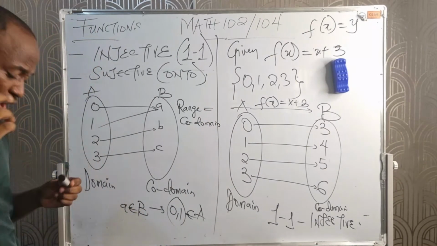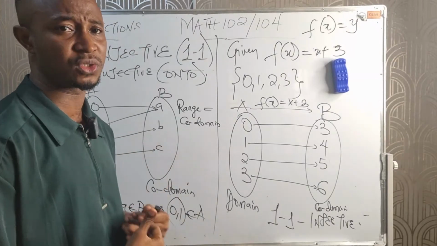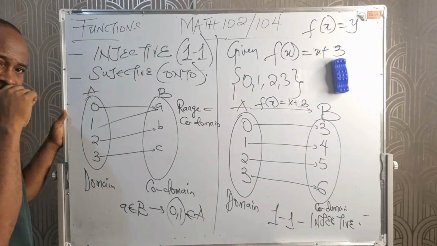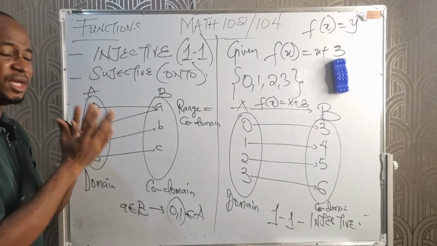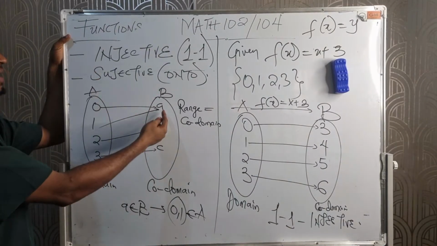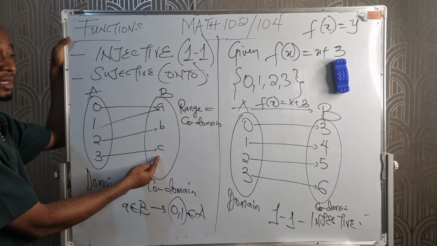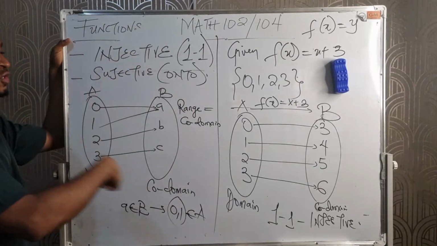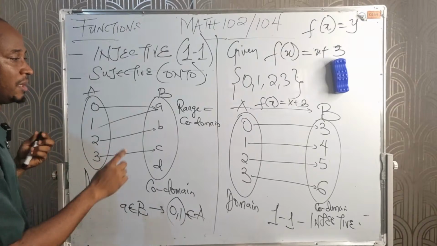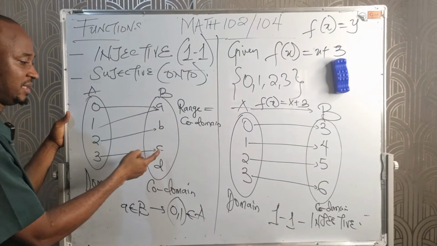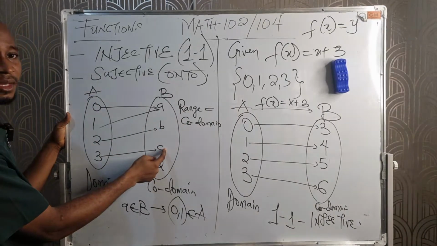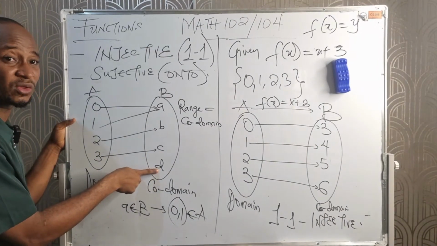If the range is not equal to the codomain, it becomes an into mapping function. I will explain. Look at this now. What is range? Range simply means the image of A in B. The image of A is simply A, B, and C. That means the range of this mapping function is A, B, C. If I have this here, let's say I have D, please pay attention. My codomain is A, B, C, D. But my range or my image is what? A, B, C.